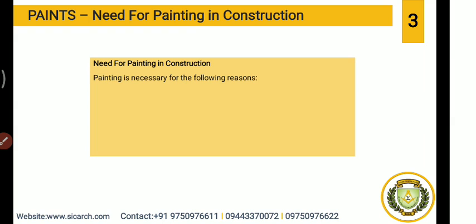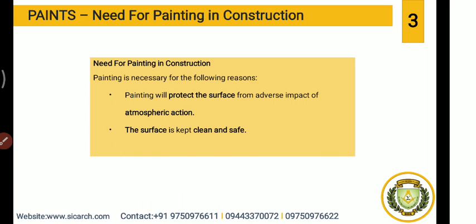So we'll see about the need for painting in construction. Painting is necessary for the following reasons. Painting will protect the surface from adverse impact of atmospheric actions like weather, heavy rain or heavy sun. It can also help us to keep the surface clean and safe. It also gives an attractive appearance when it is applied on a surface.